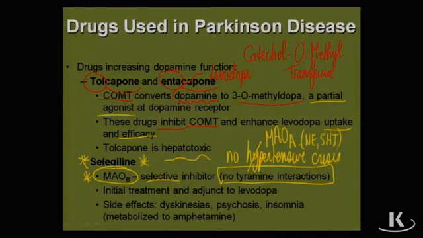It is used initially in the management of Parkinson's disease and generally as an adjunct to levodopa to allow the dopamine not to be metabolized in the brain of the patient. Just like all dopamine drugs, its primary side effects are dyskinesia and psychosis. Dyskinesia from increasing dopamine in the nigrostriatal pathway, psychosis from increasing dopamine in the mesolimbic tract.